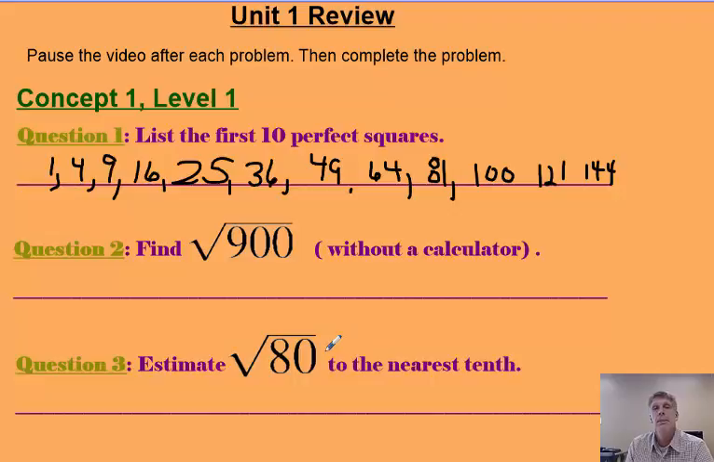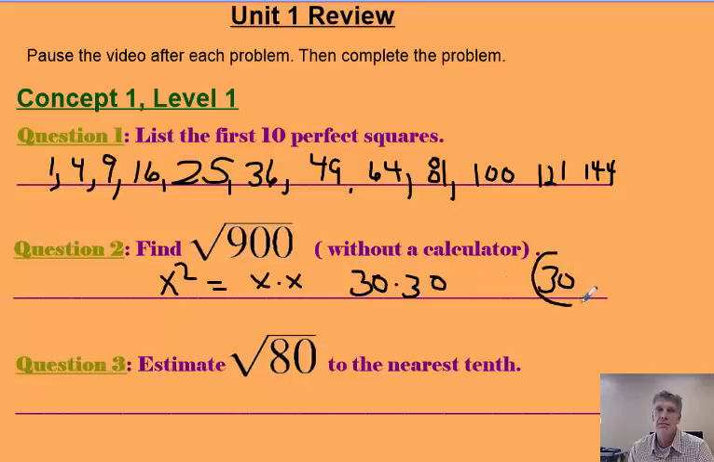Go ahead and pause it, and then work it out without a calculator, and then check back. Alright, square root of 900 without a calculator. So again, you want to say, okay, what number squared, remember squared means you're multiplying it by itself, gives you 900? Well, what times what gives you 9? Because 9's a perfect square. Well, that's 3. But it can't be 3. It's got to be 30 times 30. So what is the square root of 900? Yep, you got it. It's 30.